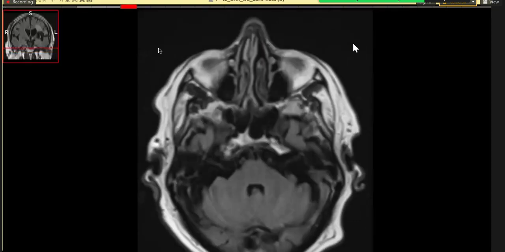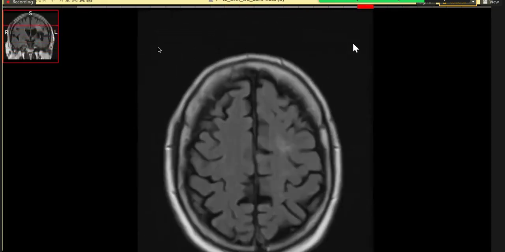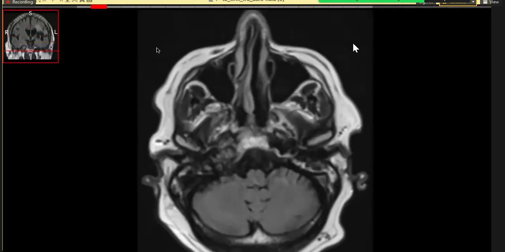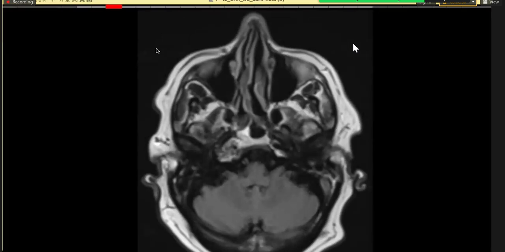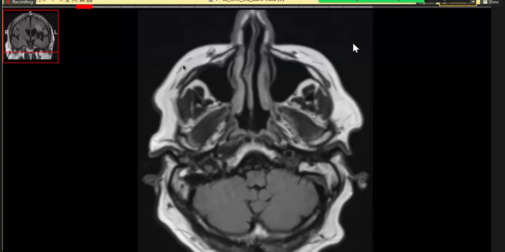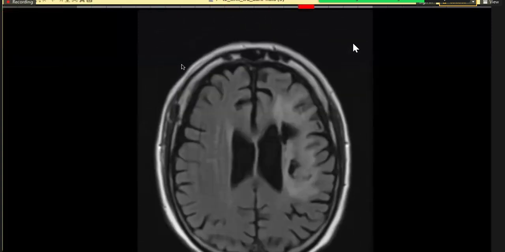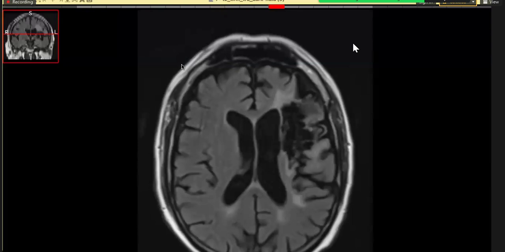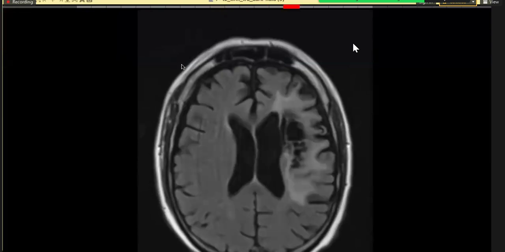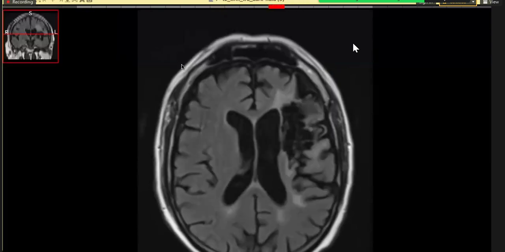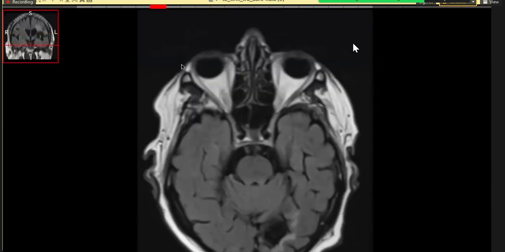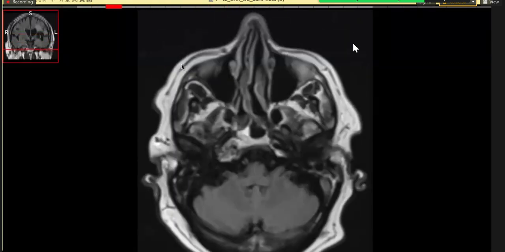So on the MR, I'm provided with the T1 sequences. Old infarcts are redemonstrated. I could appreciate a T1 bright lesion centered in the petrous apex. Sorry, sir, I think it's a FLAIR sequence. So there's a FLAIR bright lesion in the petrous apex.